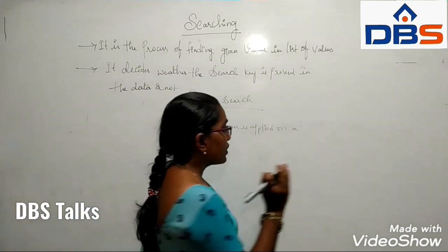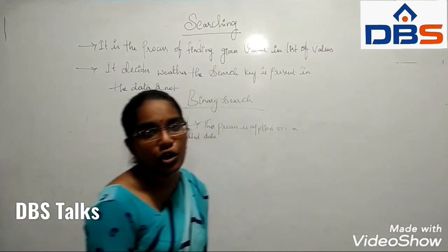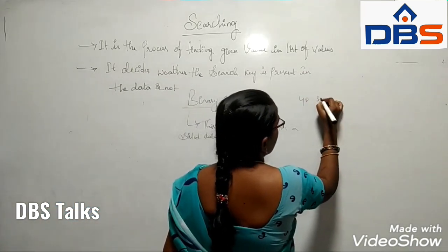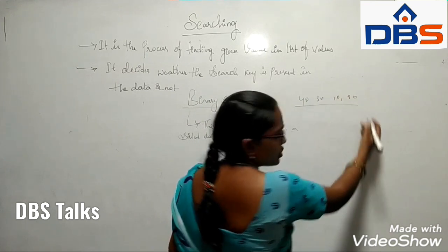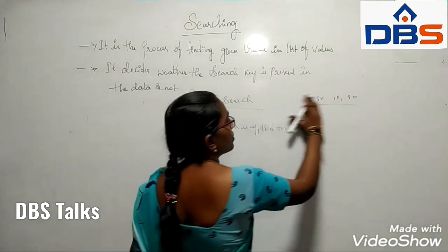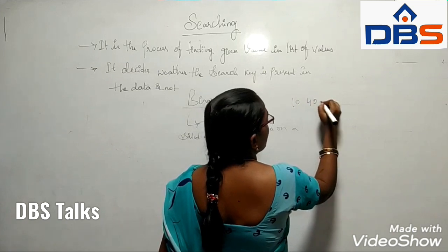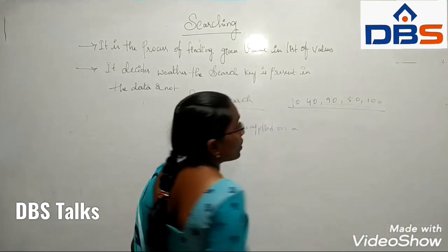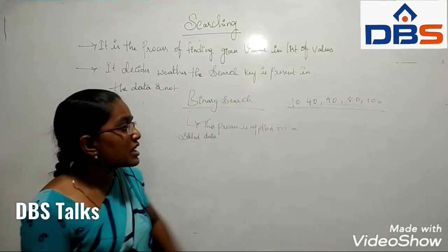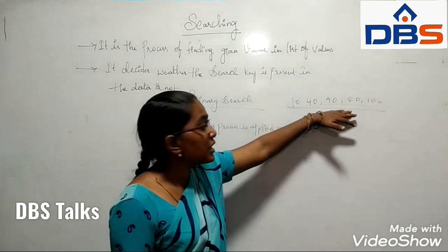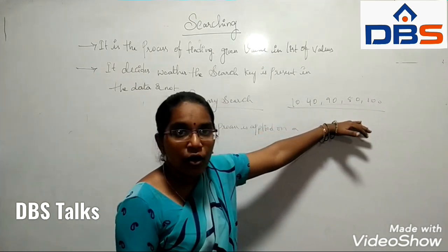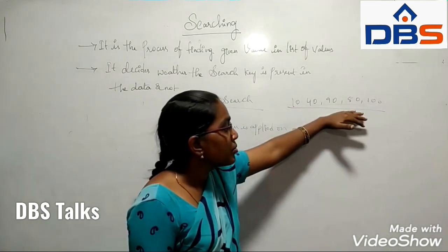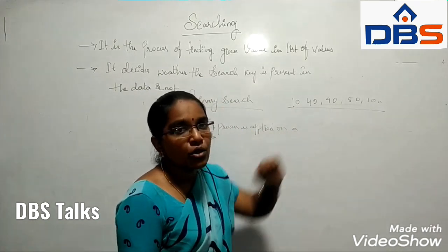See, if a data is arranged in a sequential order, we can say it is a sorted data. See, 40, 30, 10, 90. Is this sorted data? No. 10, 40, 90, 80, 100. This is the data sorted in ascending order. Okay, we can say this particular data is a sorted data. Here the binary search operation is performed on a sorted data.